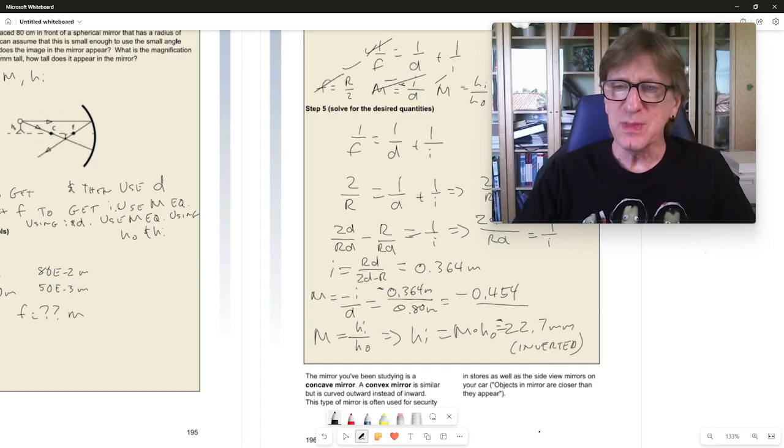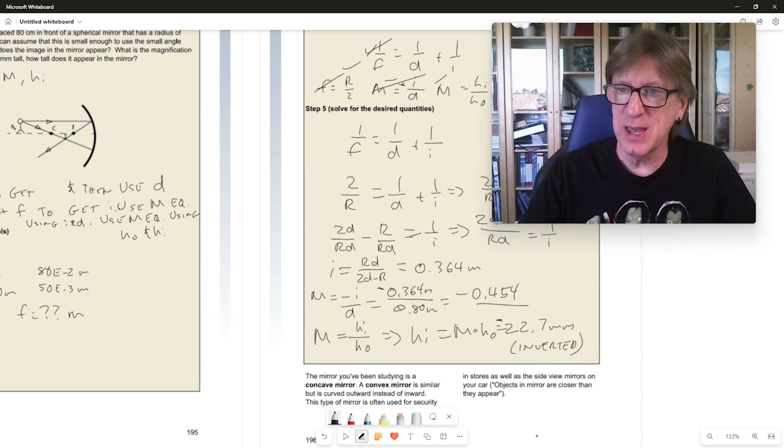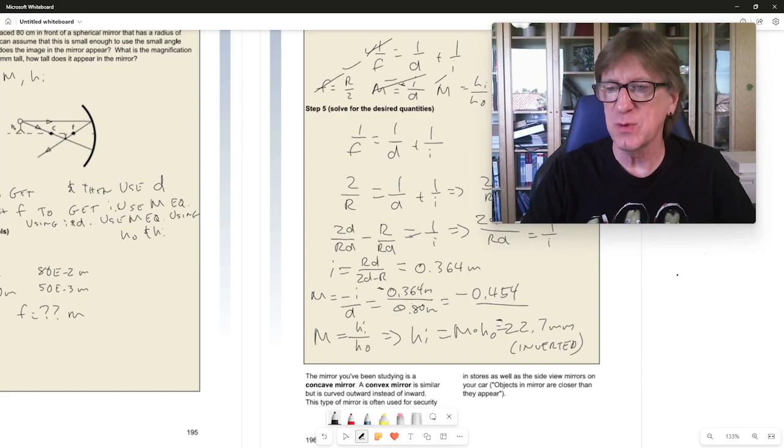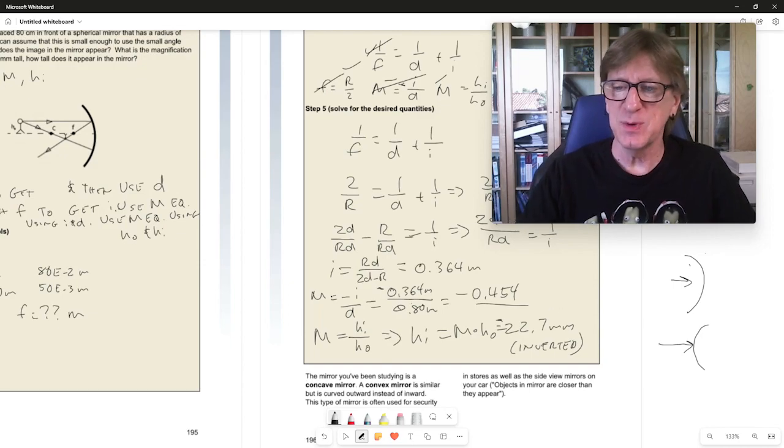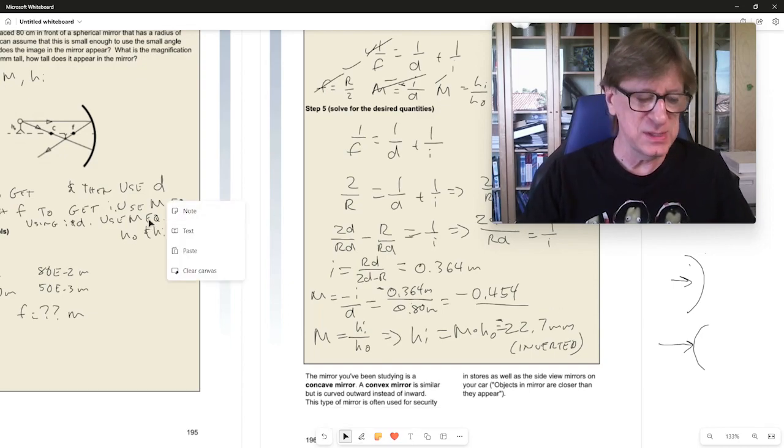So this kind of mirror that we've been looking at is a concave mirror. And we talked about concave lenses and convex lenses, and they work basically the same way. Remember that if this is my light coming in, well, that's a concave mirror. On the other hand, if my mirror looks like this, then that's a convex mirror. And you have seen these before.